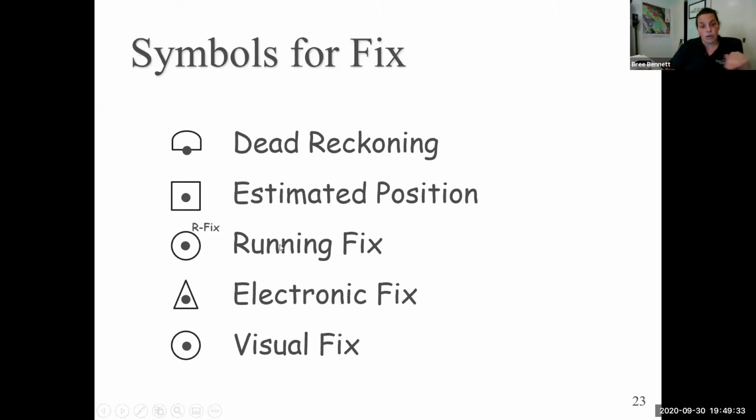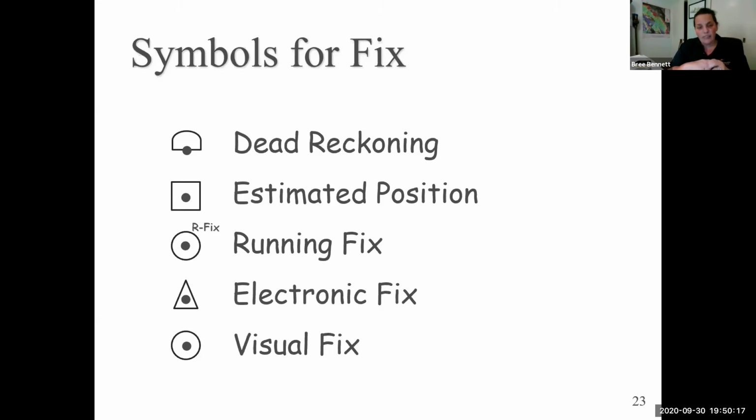Then you have a running fix, which we have a whole lecture on. It's kind of a combination of the DR and LOPs, because a running fix is if you have two LOPs at different times. So you've got a bearing or some sort of LOP, some sort of information at one time, and then you DR for the time that you got the next one, and then you advance your other line to that one. So it's kind of a combination of the DR and two LOPs. Again, we have a whole lecture over it. We're going to get into it, I promise.